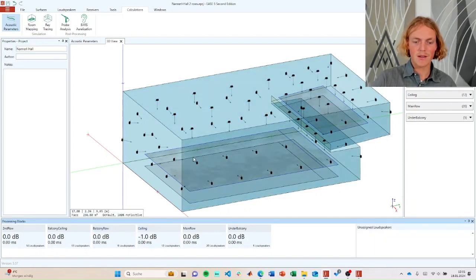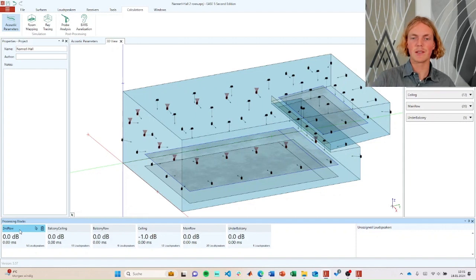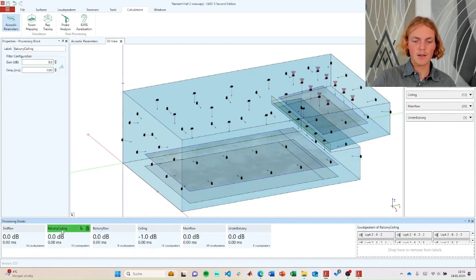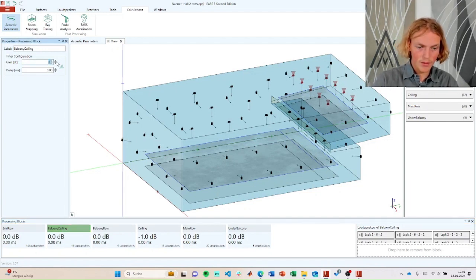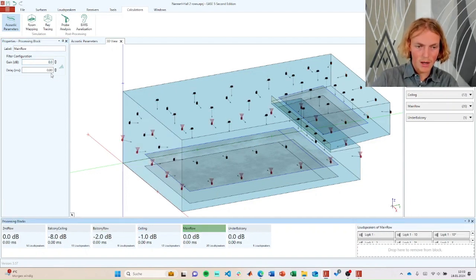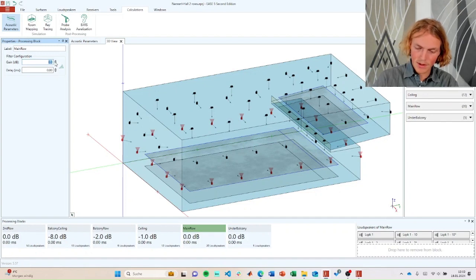So that this process, the ceiling processing block and the second row processing block, approximately produce the same direct SPL on this audience area here. And so your task could be now to do that with every processing block. I did it already, and from that on I can say that the gain for the balcony ceiling has to be -8. For the balcony row, the gain has to be -2 dB. For the main row, I want a -6 dB gain, and for the under balcony, I want a gain of -8 dB.